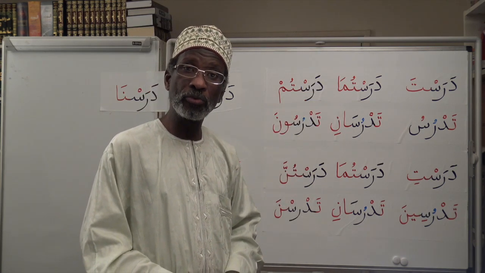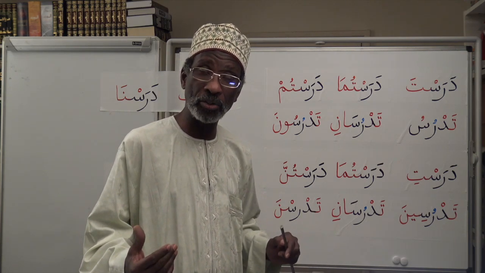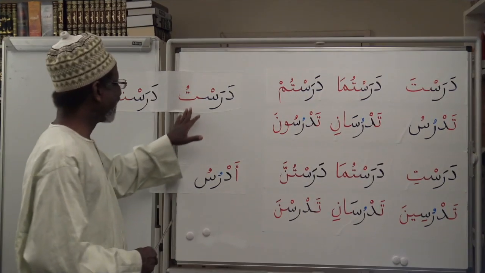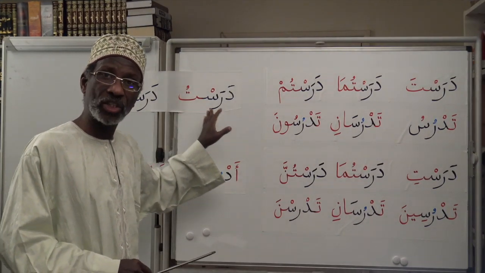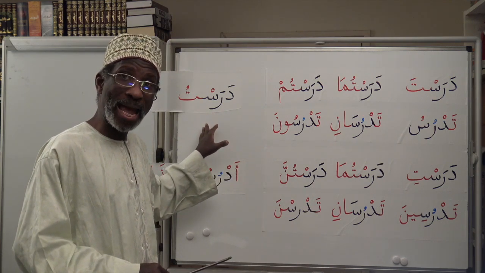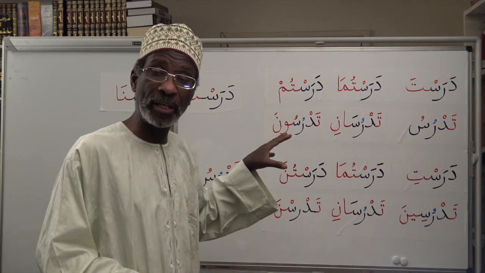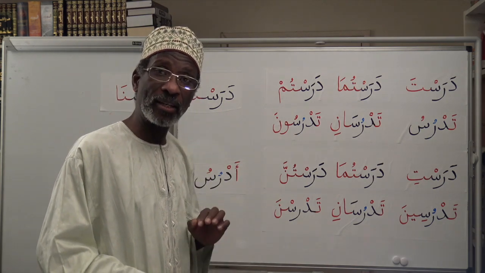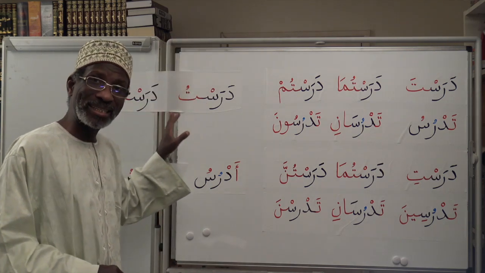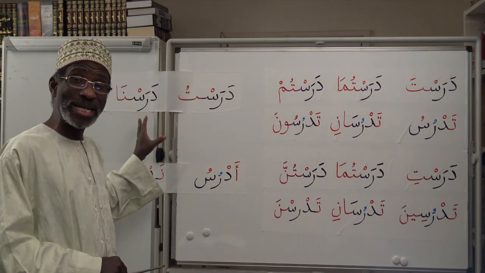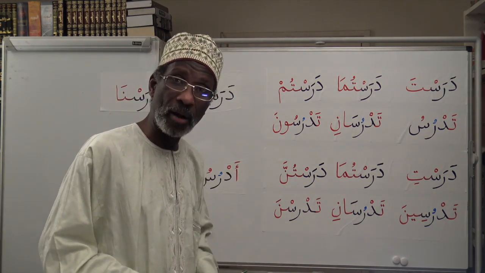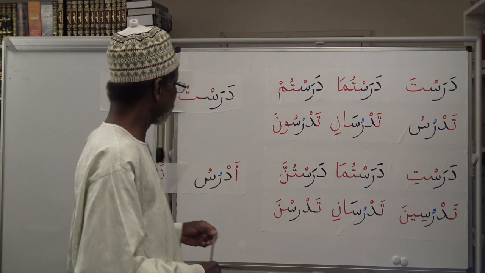Now we're going to move to the first person, meaning I and we. Darastu, I studied, and that is gender neutral. A male and a female will say the same thing. Daras and then the tu ending. That's how you achieve the past tense. When we say we, you say daras and then you attach na: we studied, also gender neutral. The speaker in Arabic is gender neutral.